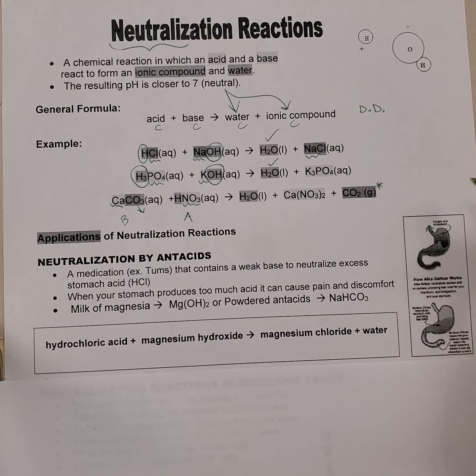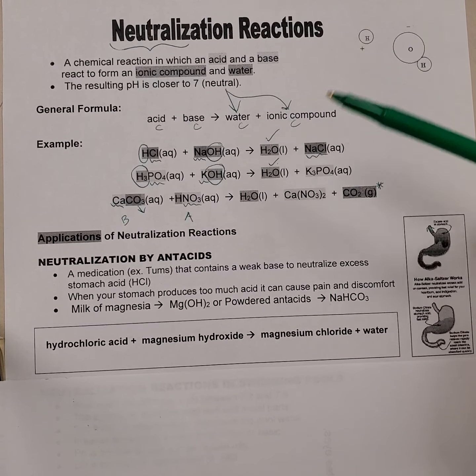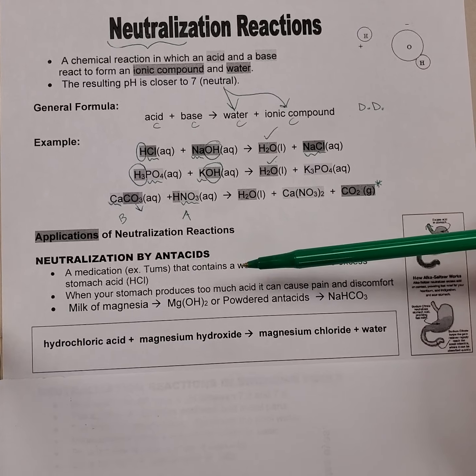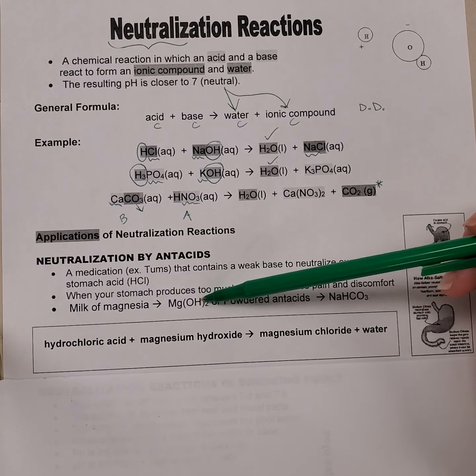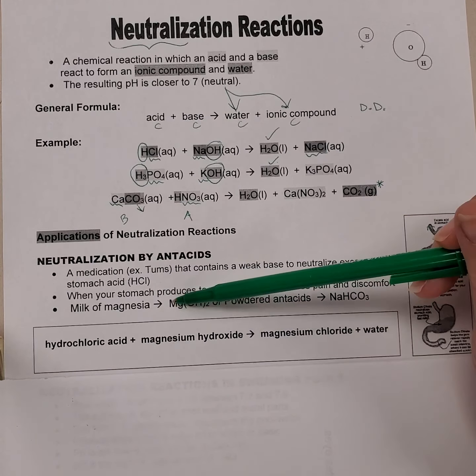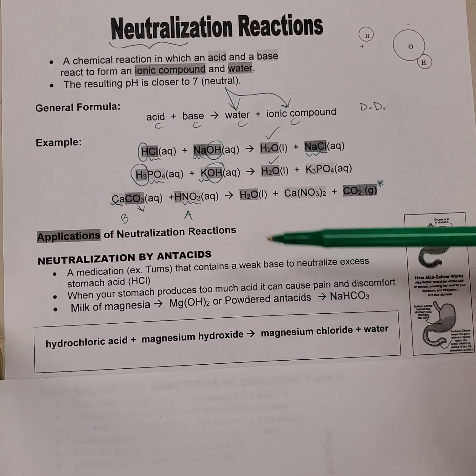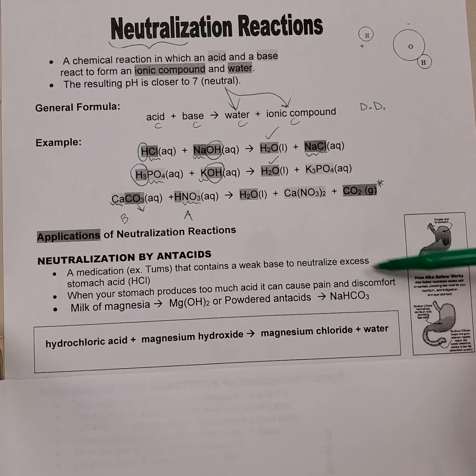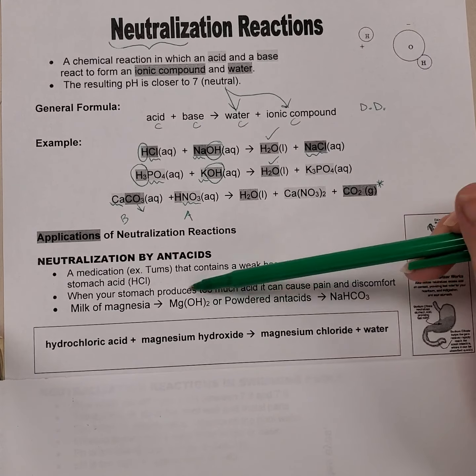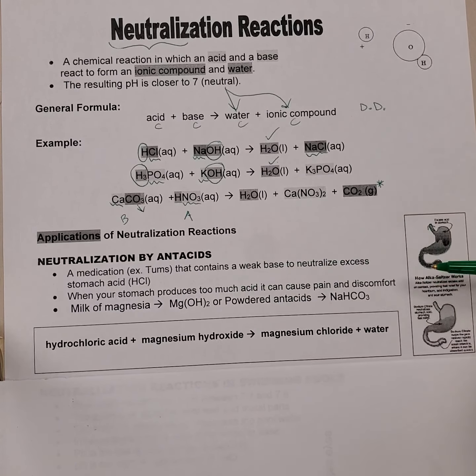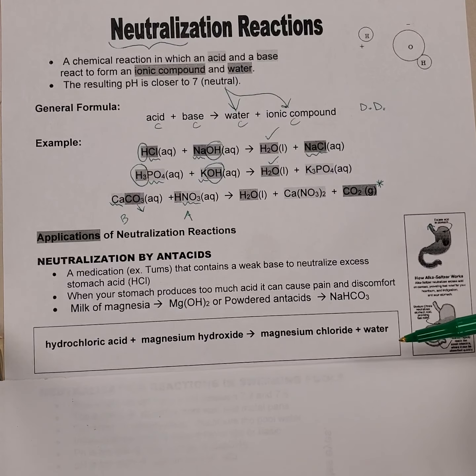So in order to counteract the acid in the stomach, people can take medications called antacids. An antacid is a base. An example would be magnesium hydroxide, or sodium bicarbonate can also be used. So if someone has too much acid in the stomach, they will take an antacid in order to counteract the high acidic levels.